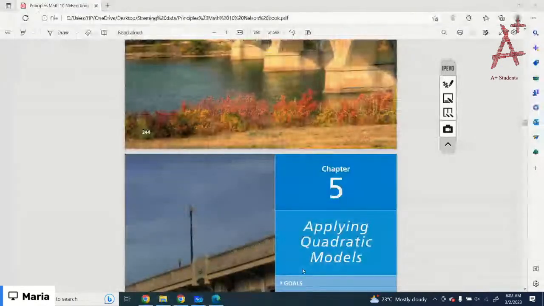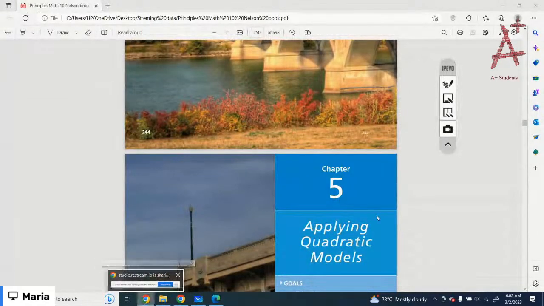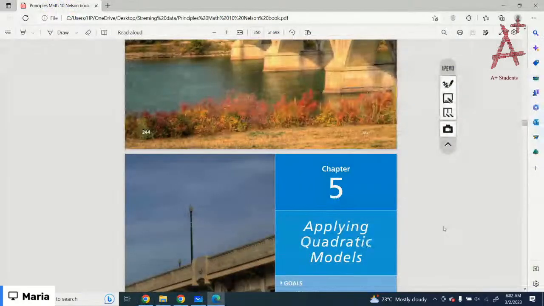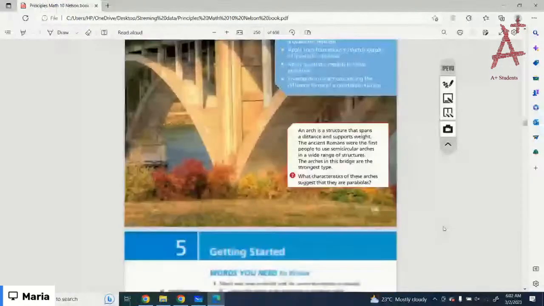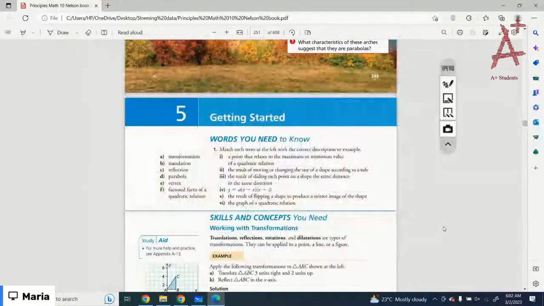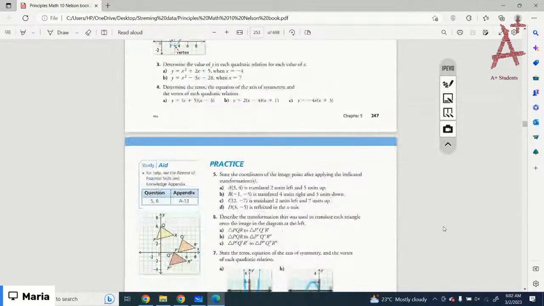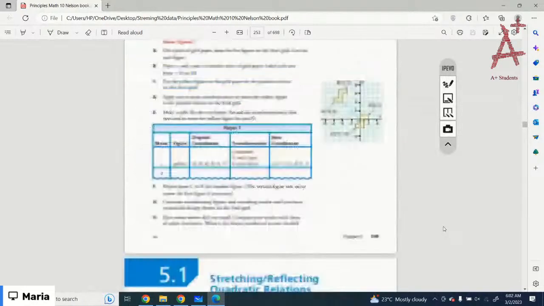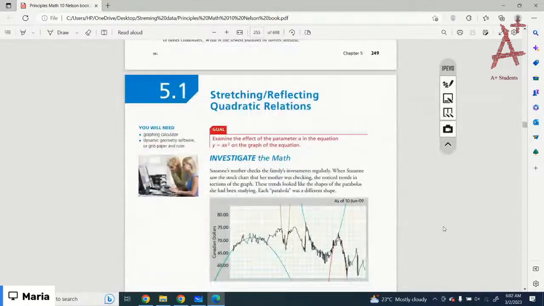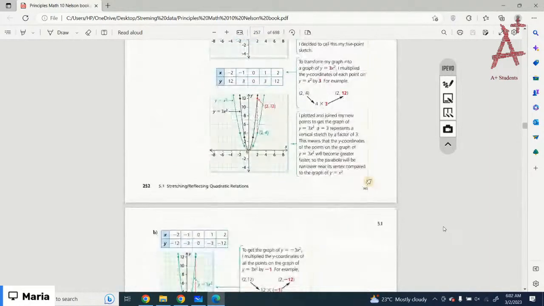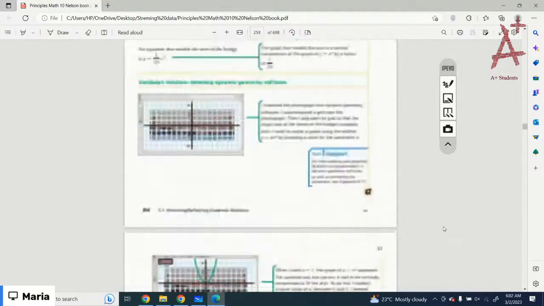Here I am on the Nelson book, Principles of Math 10. We're going to start with the chapter Applying Quadratic Models, and the lesson 5.1, reflecting quadratic relations. Got it? So with the lesson, let me go to the practice. We can review the chapter and do the practice.